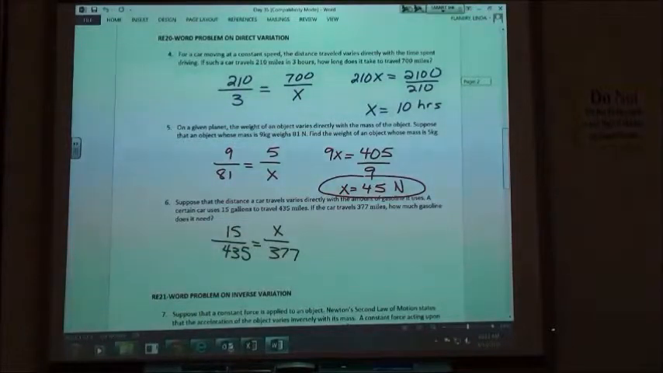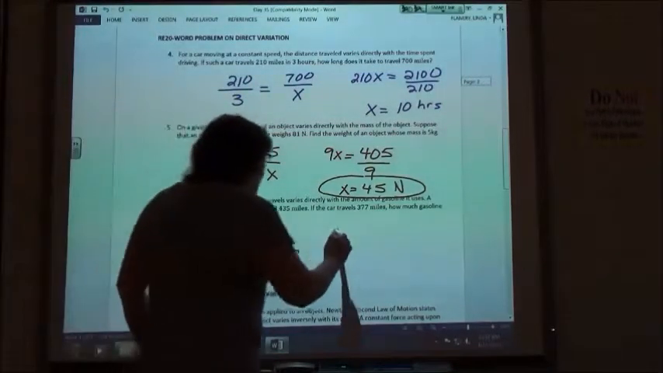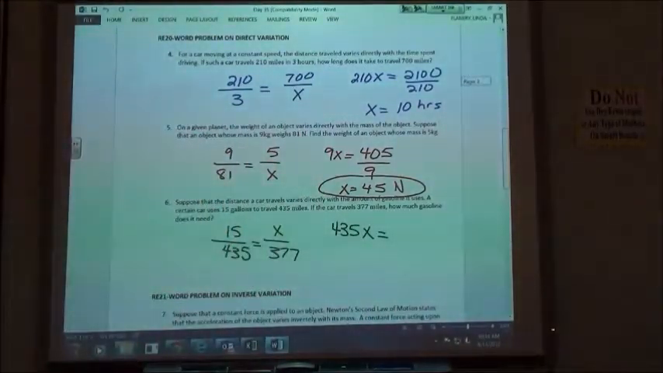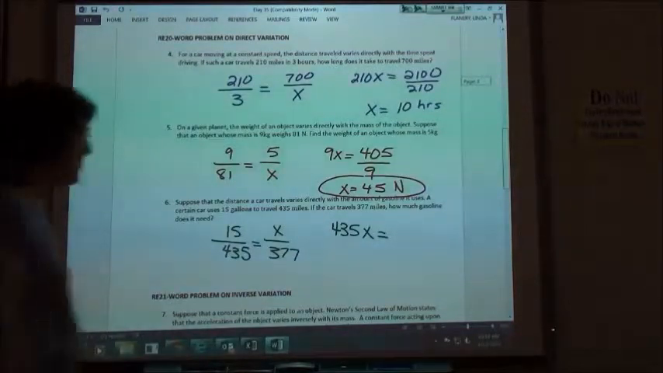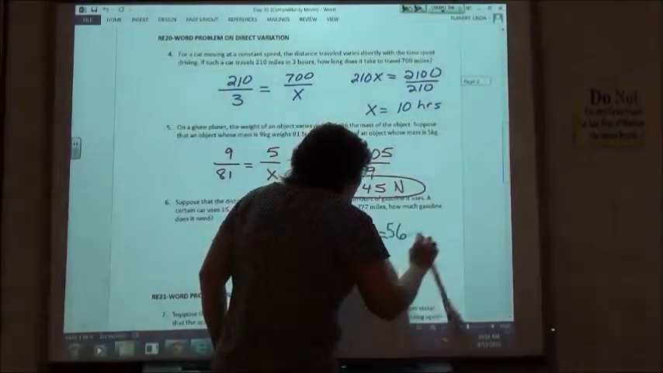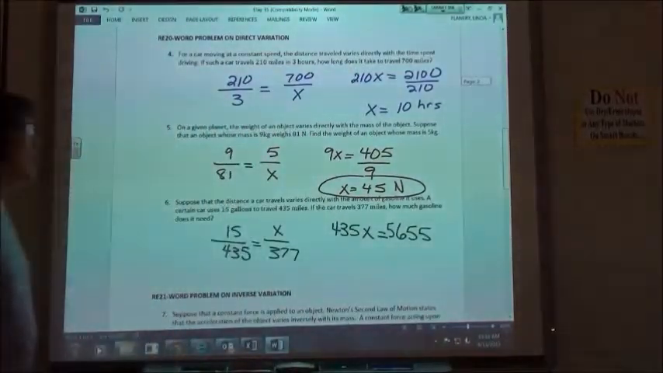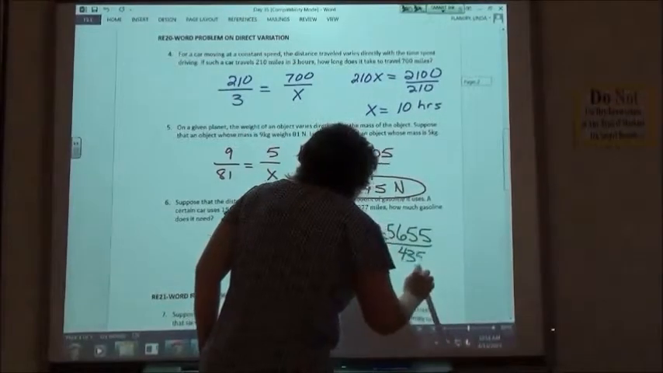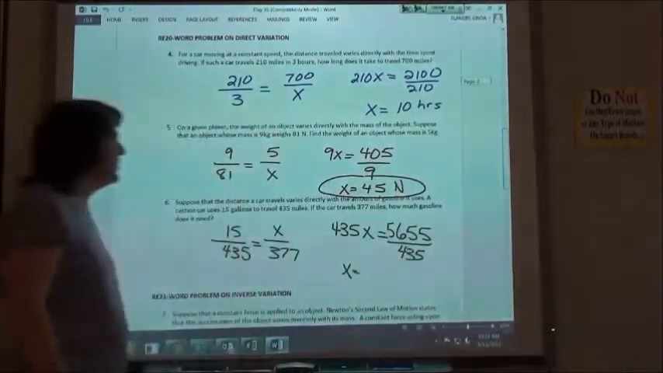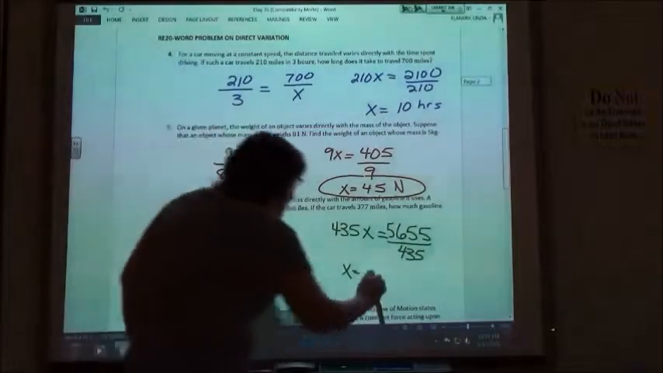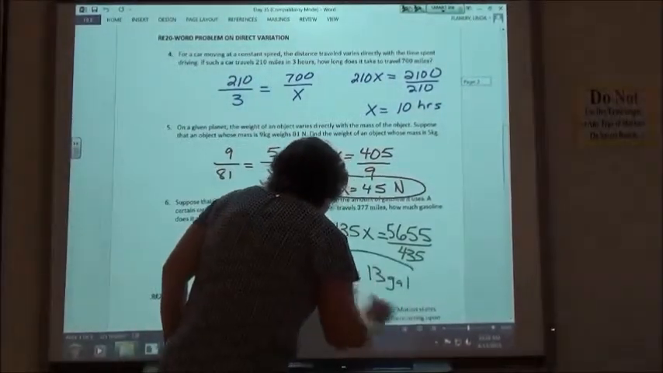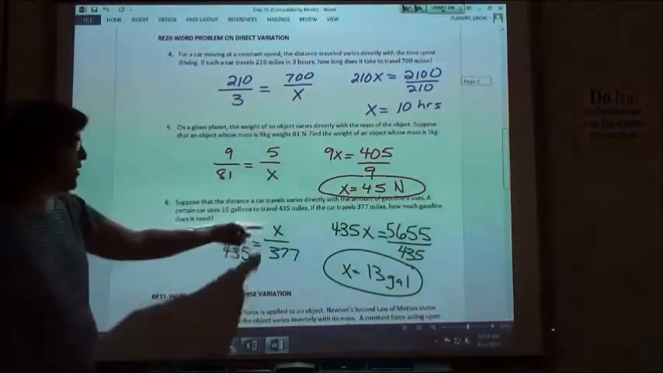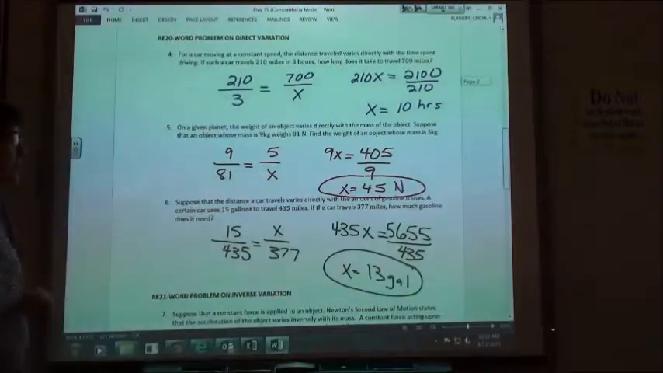Cross multiplying, 435x is going to equal 15 times 377, 5,655. And then, of course, I have to divide. So that'll be 13 gallons. So if I had 15 gallons, I went 435 miles. If I only use 13 gallons, I'm only going to get 377 miles.